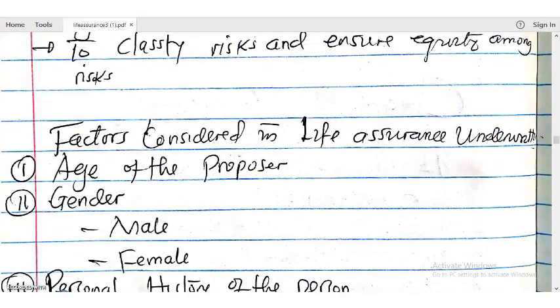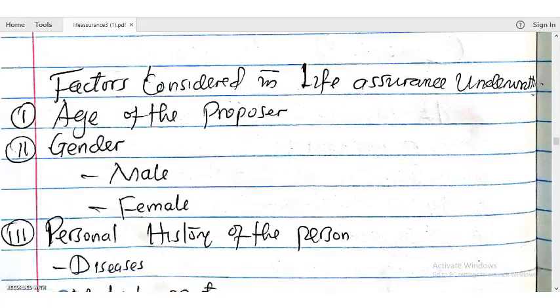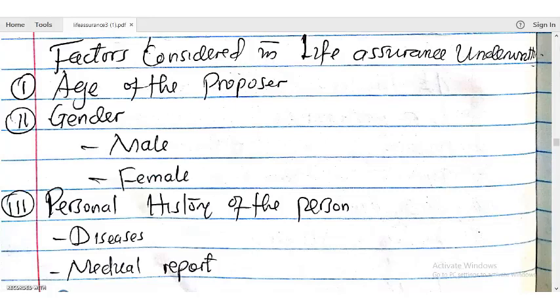And factors considered in life assurance underwriting. Factors gani zinakuwa considered unapotaka kufanya underwriting ya life? One is age of the proposed, umri wa mtu husika. Tunaamini kwamba mtu mwenye umri mkubwa ndio mwenye probability kubwa ya kudai. So ndio maana naangalia age kwenye underwriting ya life. Lakini nyingine ni gender, male and female. Actually male has low life expectancy compared to female. So vitu vyote hivyo lazima viangaliwe, kwamba mwanamke ana uwezo mkubwa wa kuishi zaidi kuliko mwanaume.